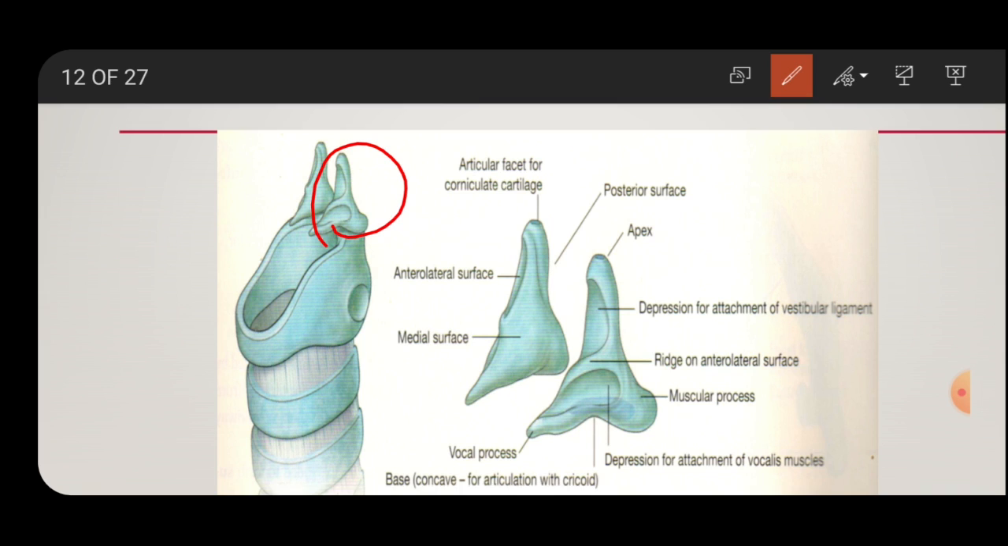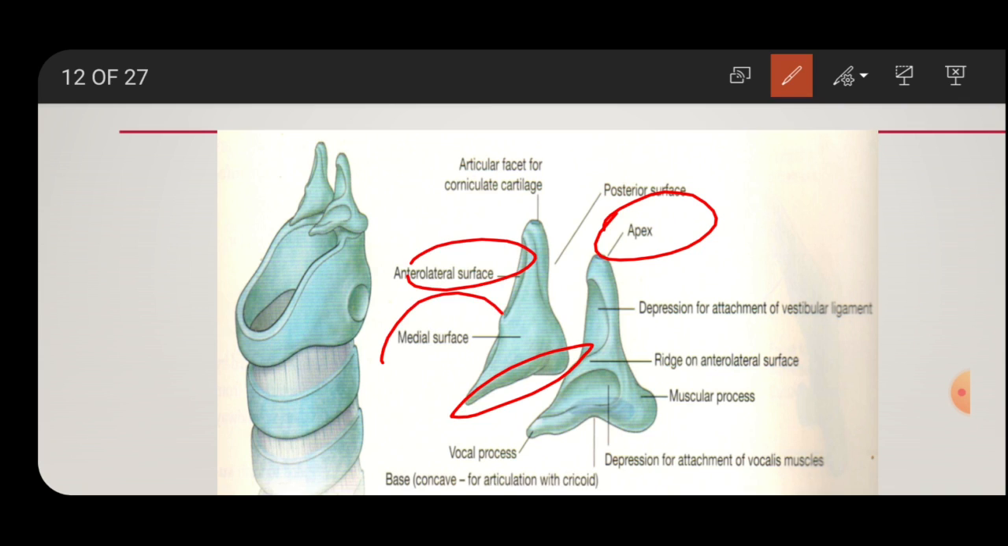Each arytenoid is pyramidal in shape. Yes, so this is the shape of the arytenoid. It is pyramidal in shape, and it has an apex. So this is the apex and this is the base, and you have three surfaces: the anterolateral surface, the medial surface and the posterior surface. So this arytenoid cartilage is placed on the upper border of the lamina of the cricoid, and it is pyramidal in shape with an apex, a base and three surfaces.